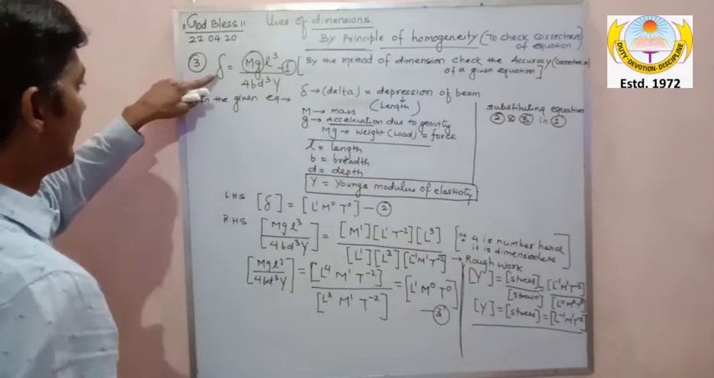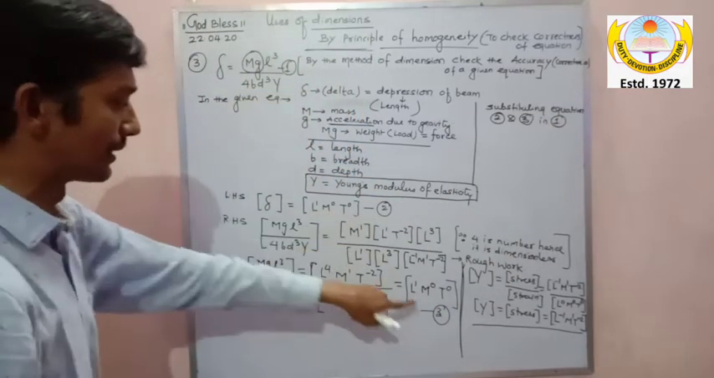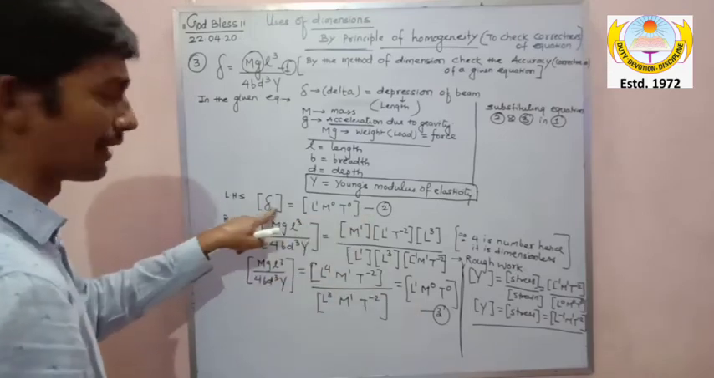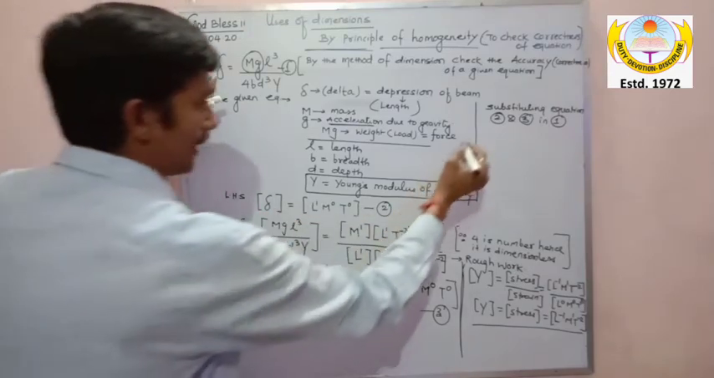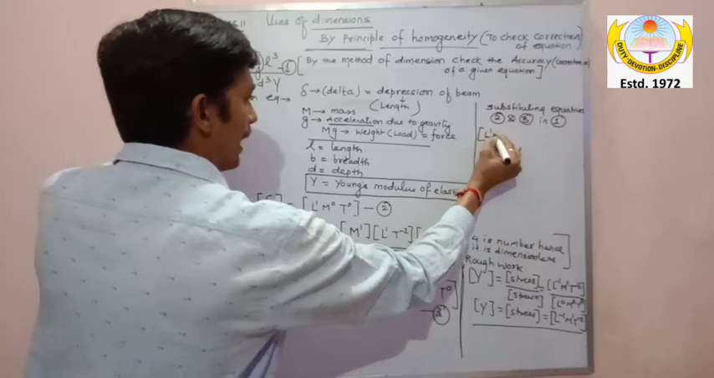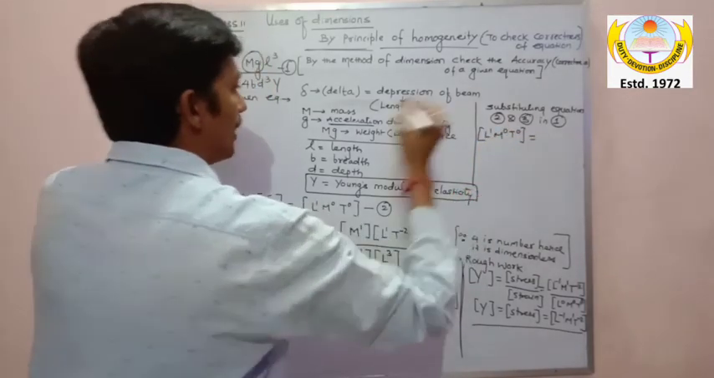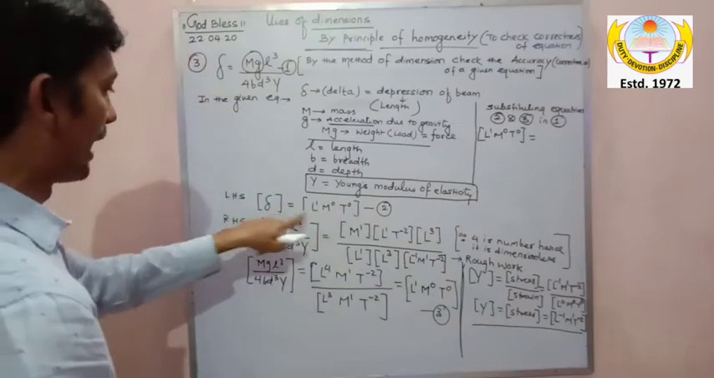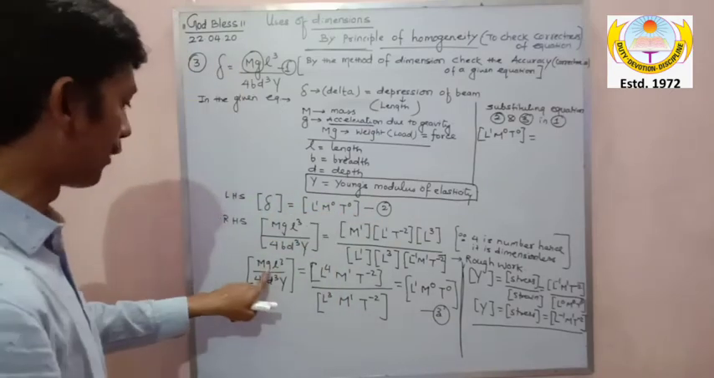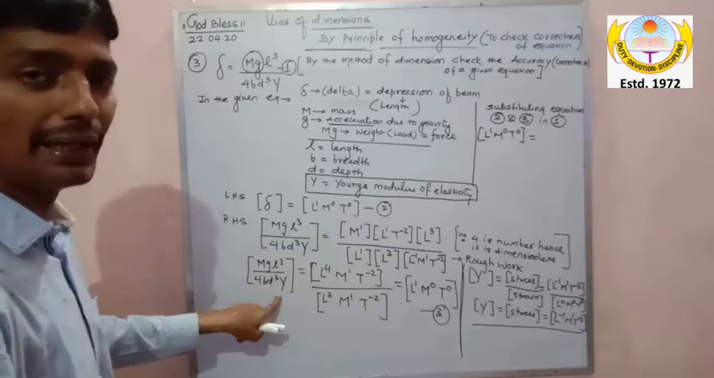So 1, this is 1 and this is 2 and this is 3. 2 showing the dimension for delta. I will put it in place of delta. So it is L1 M0 T0. That is equation 2 for delta. And equation 3 is for MGLQ divided by 4BDQY.